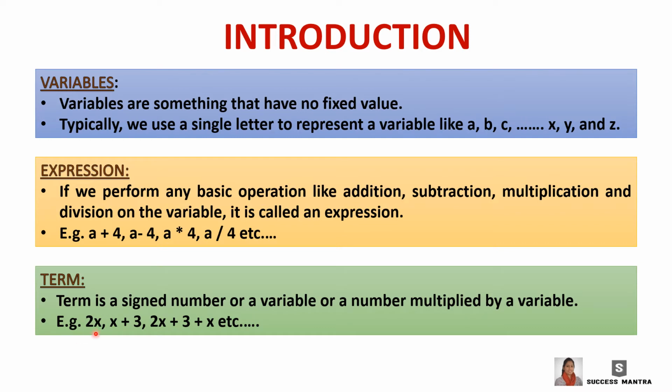Here in the example, first one is 2x. So it has only one term. Second example is x plus 3. So it has two terms. 2x plus 3 plus x. So it has three terms.